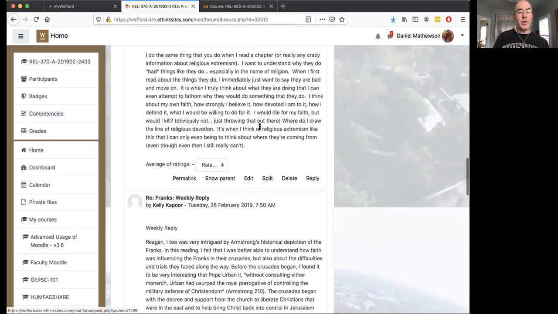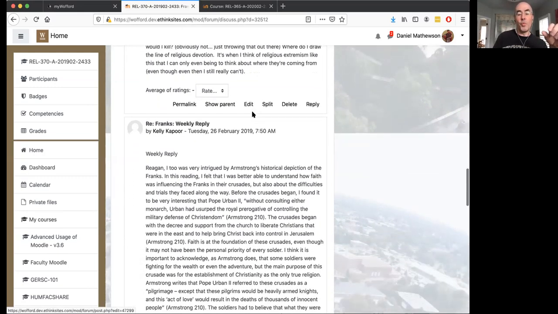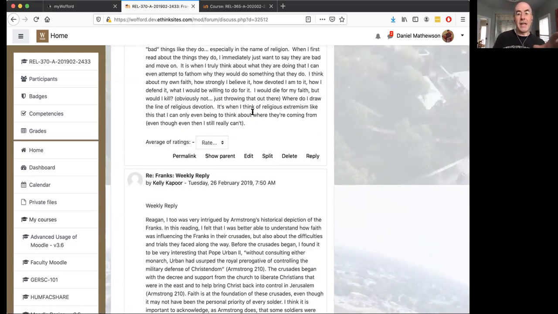Another student responded to the same part about this personal reflection. She says, I want to understand why they do bad things like they do, especially in the name of religion. When I read about the things they do, I immediately just want to say they are bad and move on. It is when I truly think about what they're doing that I can even attempt to fathom why they would do the things they do. She connects it to her own faith, on how devoted she is. She says, I would die for my faith, but would I kill? Obviously not, right? So it's really thinking things through on a deeper level than what would otherwise happen had I not made them do this, right?